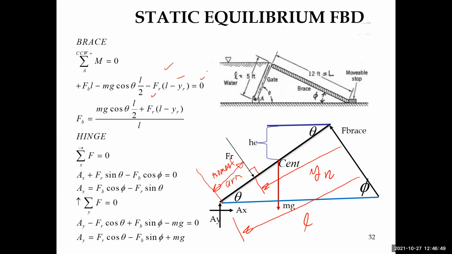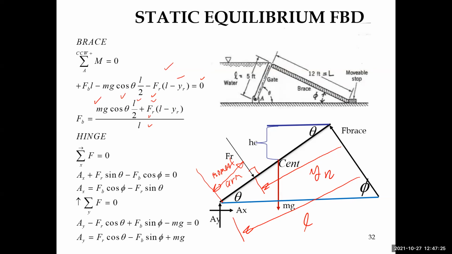So as you can see, I have one equation and one unknown for the value of F sub B. So F sub B becomes then mg times the cosine theta times L over 2 plus F sub r times (L minus y sub r) over L. So this is the parametric equation to find the force of the brace acting on the gate in terms of the weight, in terms of the angle theta, in terms of the length of the gate itself, and in terms of F sub r.